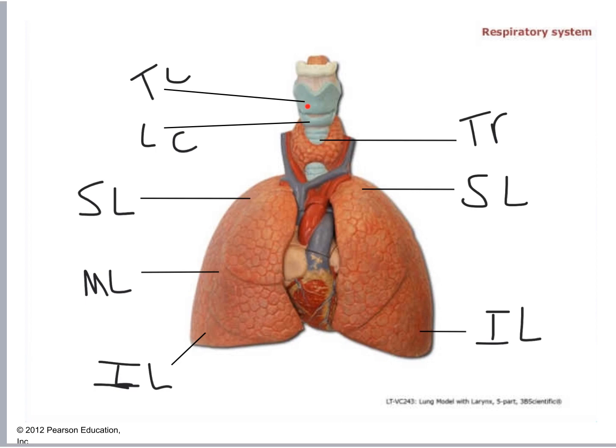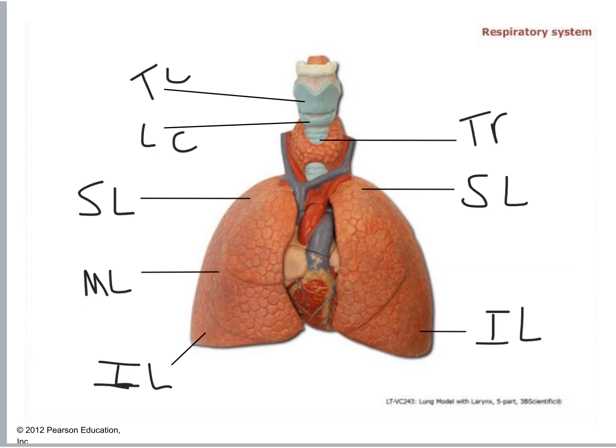All right, so right here, that is the tracheal cartilage of the larynx. Right here, that is the cricoid cartilage of the larynx. Right here is the superior lobe of the right lung. Right here is the middle lobe of the right lung. And then right here is the inferior lobe of the right lung.